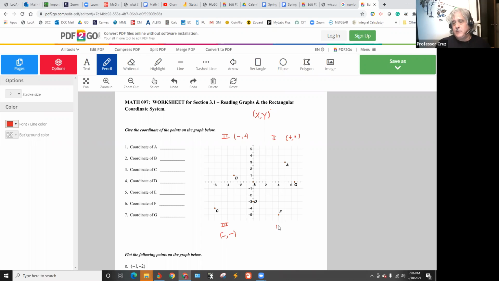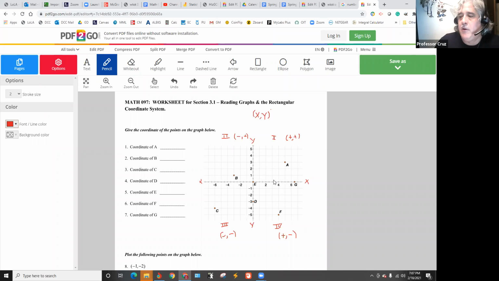And then this last one is positive negative. The x is still positive, but it's going down on the y-axis. So this is x, and this is y. The x is that horizontal axis. So that's the first thing that appears.